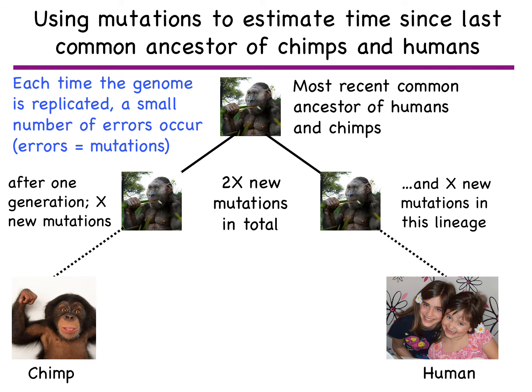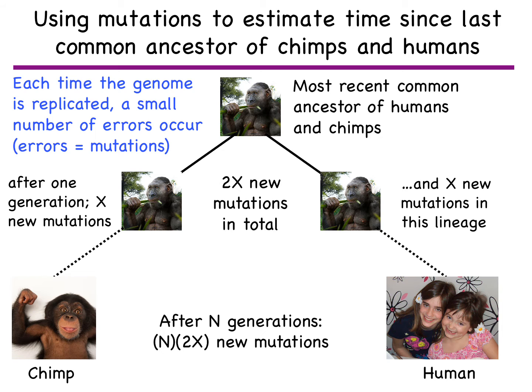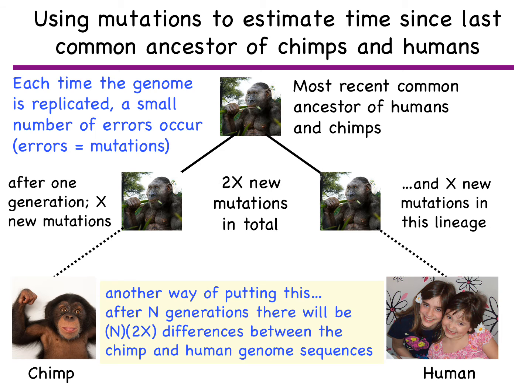And then if we go many, many generations and we finally end up with chimps and humans, after n generations, the number of generations that have gotten us to the present time from our last common ancestor, that's what n represents, we're going to have acquired n times 2x new mutations. That's how many differences we're going to see between humans and chimps if we compare our genomes. So again, a simpler way of putting this is that after n generations, there will be n times 2x differences between the chimp and human genome sequences.